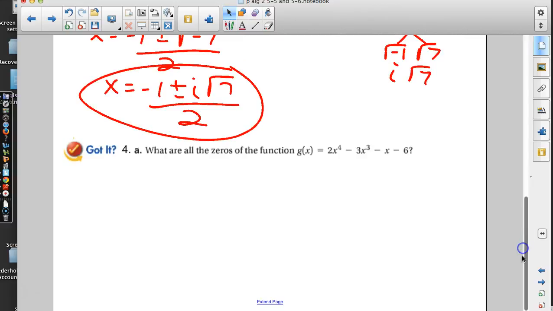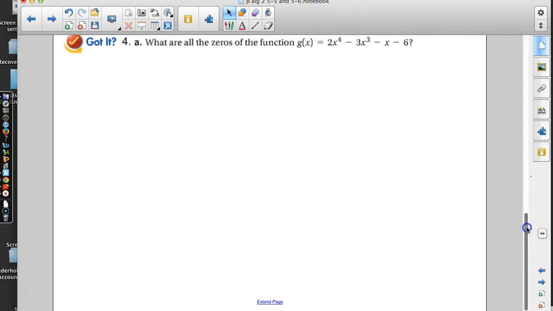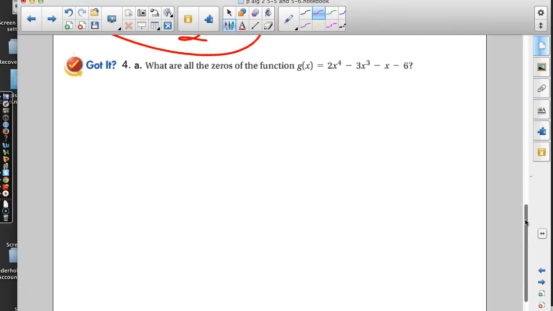It's a long process, isn't it? Okay. Yeah, and that's because imaginaries always come in pairs. So do nasty radicals. Like if we had the square root of 3 as one of our answers, there's going to be something with a negative square root of 3 in there too.